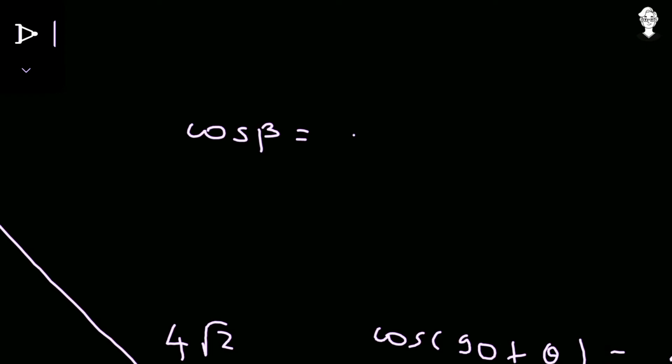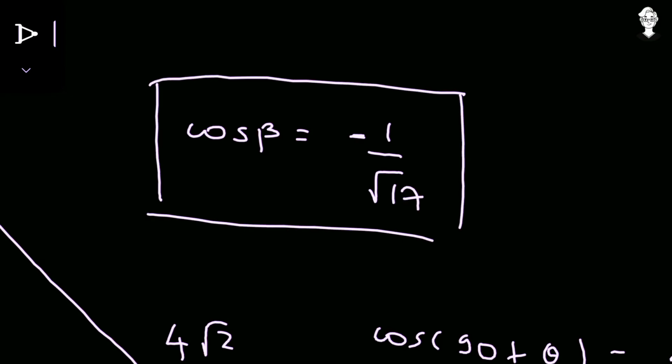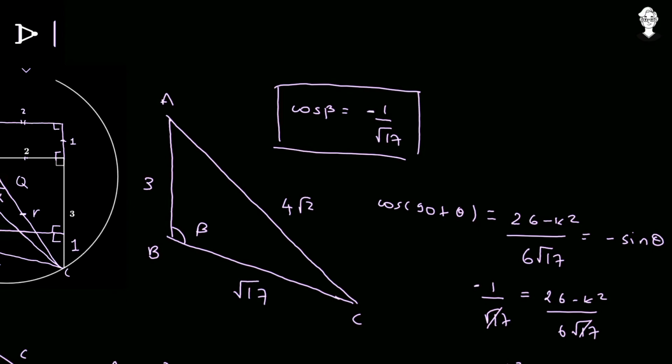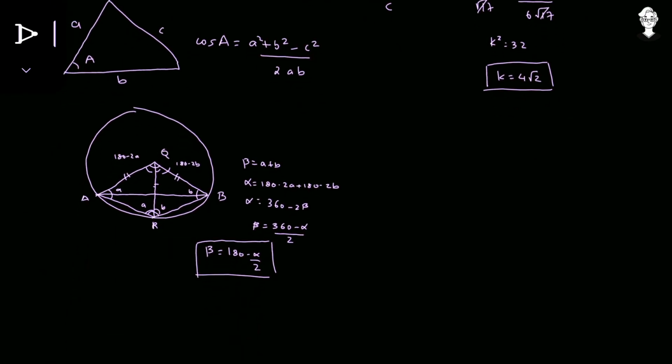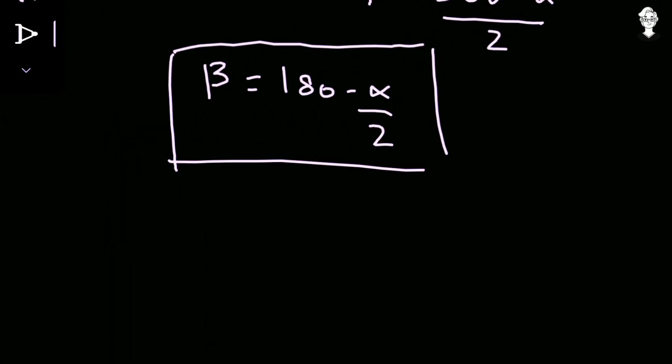So 3 square 9 plus 17 minus 32, negative 6 upon 6 times square root of 17. So the value of cos of beta is negative 1 upon square root of 17. Okay, this is the value of cos of beta, and we are going to realize it in a moment. Over here look carefully that yes, beta was equal to 180 minus alpha upon 2. I can take cos on both the sides, so cos of beta is equal to cos of 180 minus alpha upon 2, so it gives me negative cos of alpha upon 2.